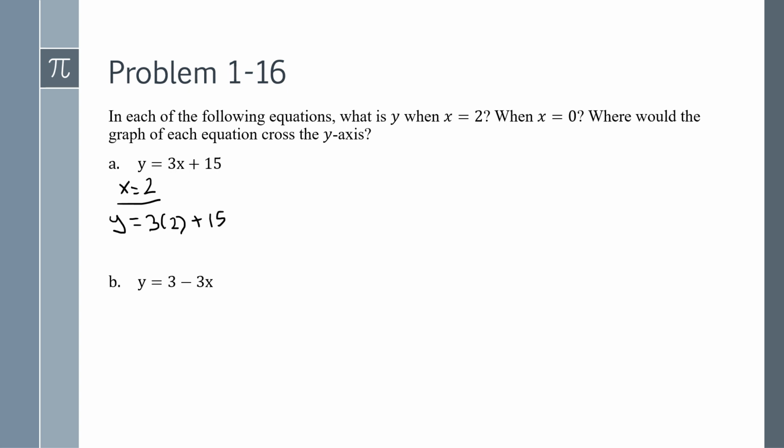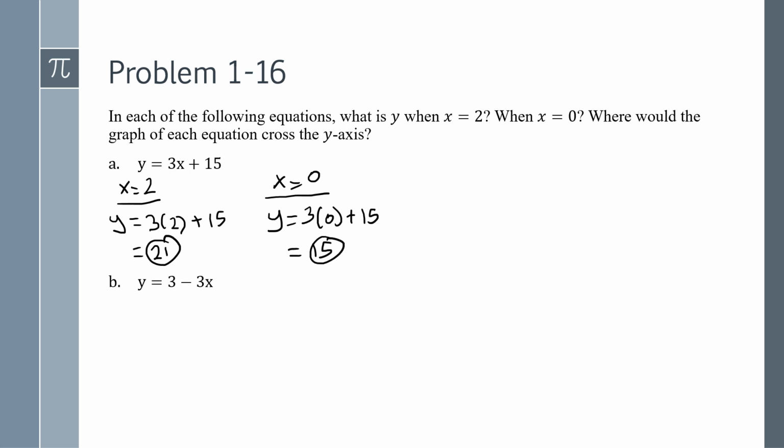So it's 3 times 2 is 6 plus 15 is 21. So when x is 2, y is 21 there. When x is 0, it's doing the same thing: 3 times 0 instead of 2 now. Well, 3 times 0 is 0. 0 plus 15 is 15.